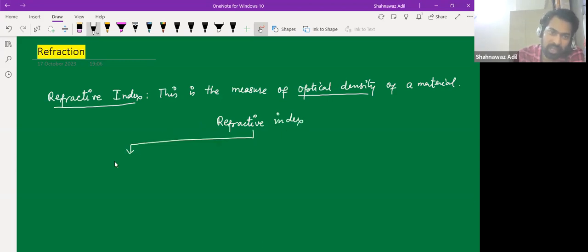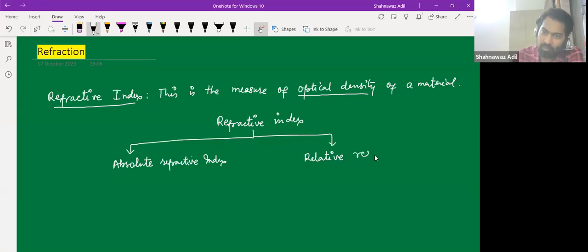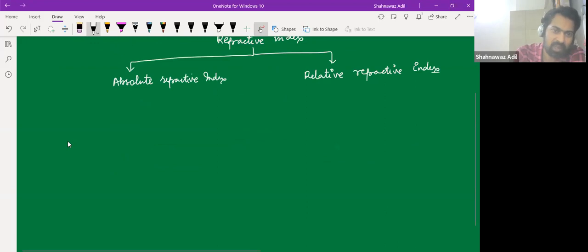One is called the absolute refractive index, and the other one is the relative refractive index. This part is very, very, very important in refraction. If we have understood this part well, then all the things in the subsequent portion of refraction would be easy. But this part is very important. So what is this absolute refractive index?